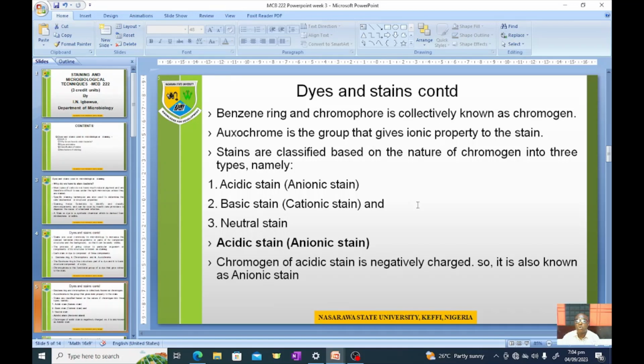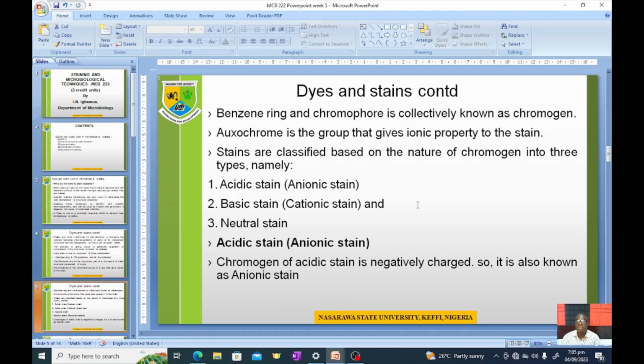Benzene ring and chromophore are collectively known as chromogen. The auxochrome, which is the last of the three components in the group, gives the ionic property to the stain. Whether it is a basic or an acidic stain has to do with the auxochrome. Stains are classified based on the nature of chromogen.